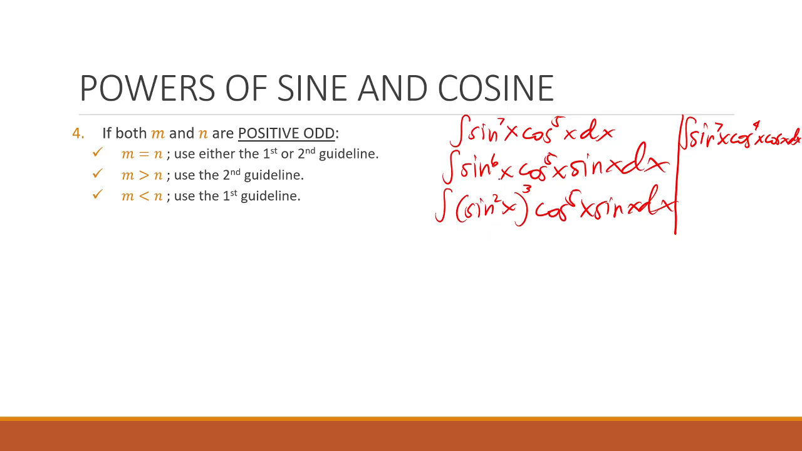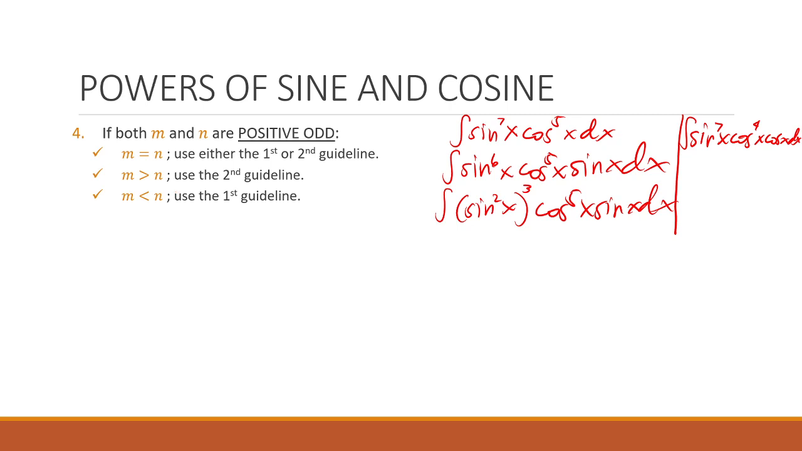In general, that is as opposed to basing it on the bigger exponent. Okay? So again, if both the powers of sine and cosine are positive odd numbers, and one exponent is greater than the other, then we base our solution on the smaller exponent. Because it will result in a fewer number of terms after the expansion.